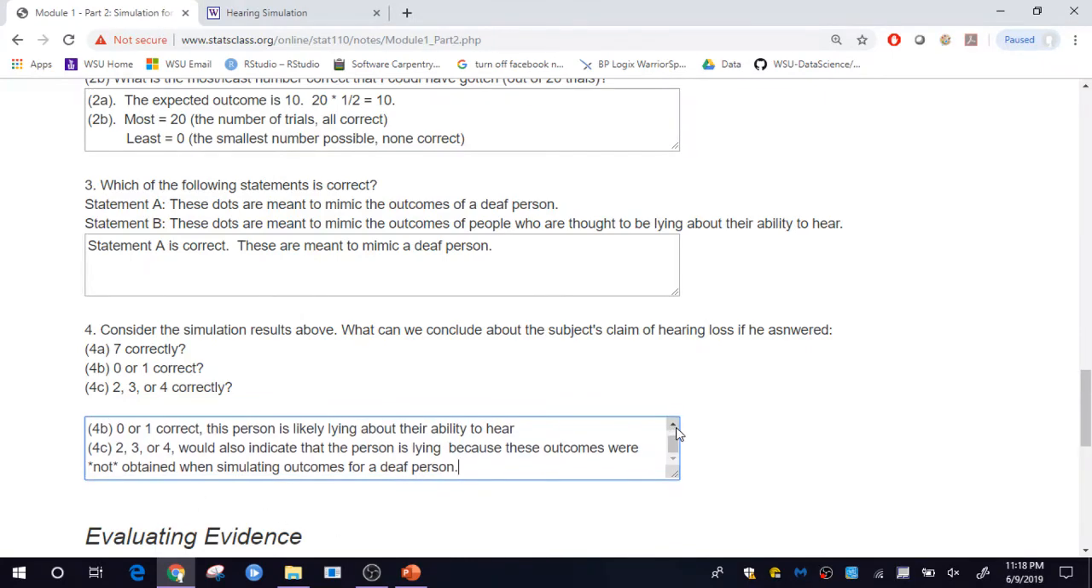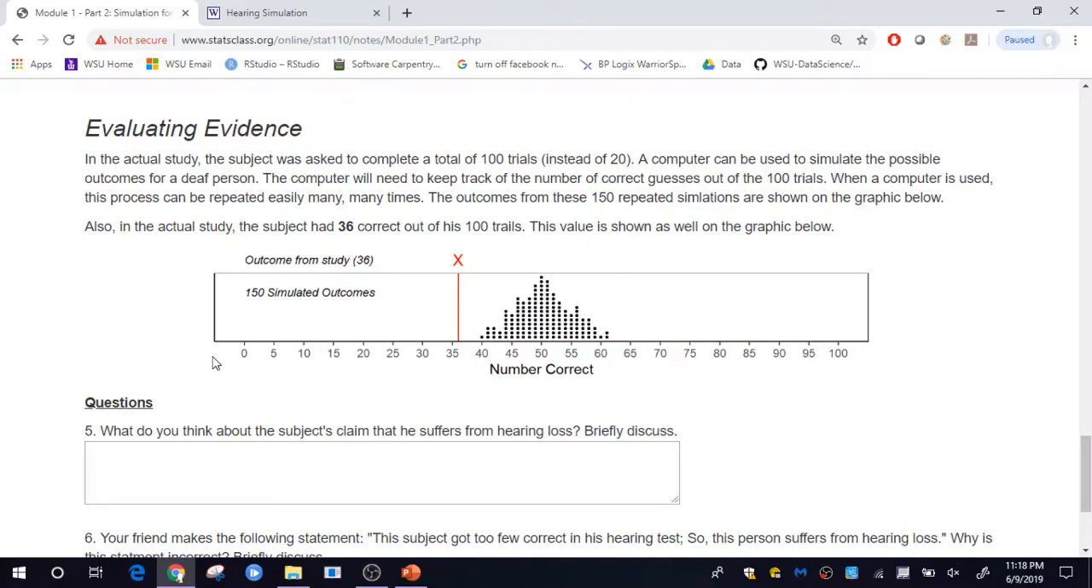So a little bit more about evaluating evidence here. So how do we do this? Well, actually in the real study, the subject was asked to complete not 20 trials, but 100 trials. So here I'm going to let a computer simulate the possible outcomes for a deaf person. So again, my number line now is going to go from 0 all the way up to 100. Again, the maximum value on this number line is the number of trials. The computer is going to keep track of the number of correct guesses out of the 100 trials.